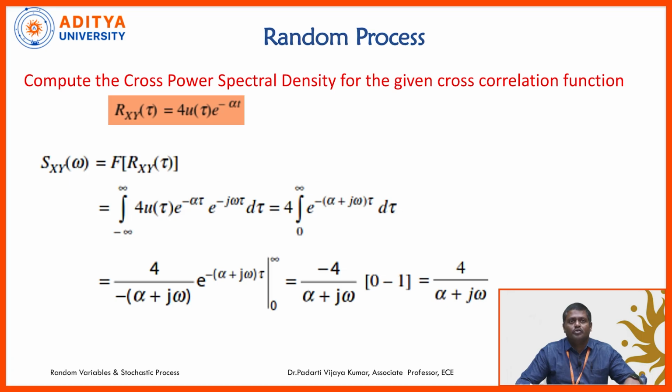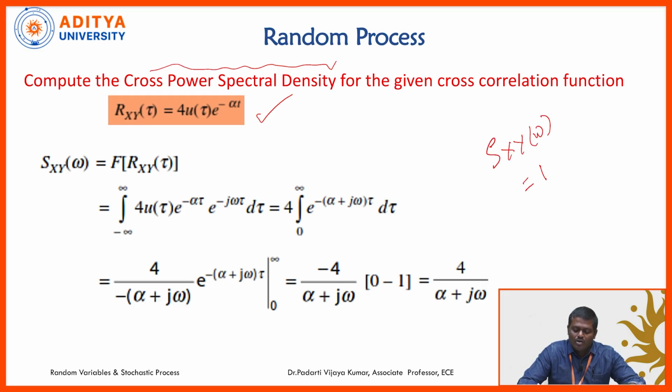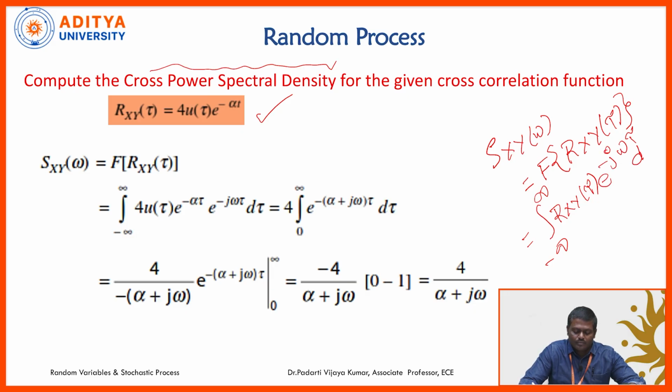So let us solve a few problems related to cross power spectral density. Let us see the first one. The cross correlation function is given to us: Rxy of tau is equal to 4 into u of tau e power minus alpha tau. Now we need to compute the cross power spectral density. What is the formula of cross power spectral density? Cross power spectral density is the Fourier transform of the cross correlation function. So the formula is the integral from minus infinity to infinity of Rxy of tau e power minus j omega tau d tau.